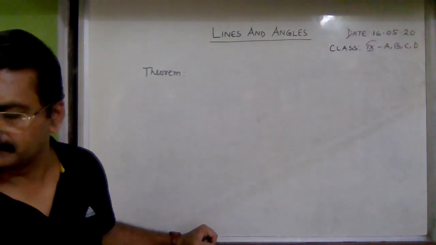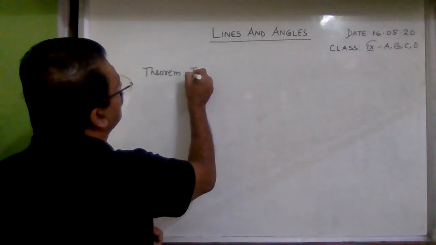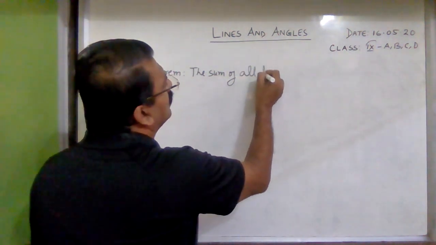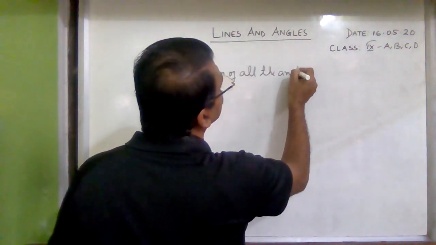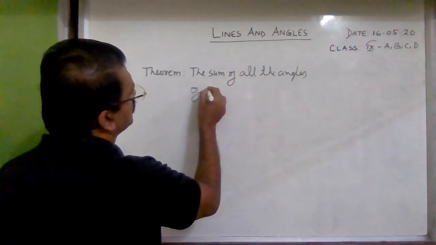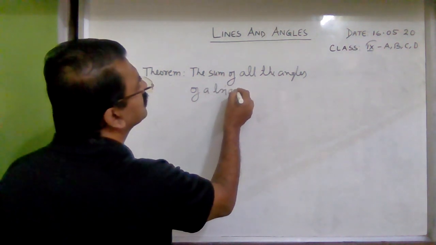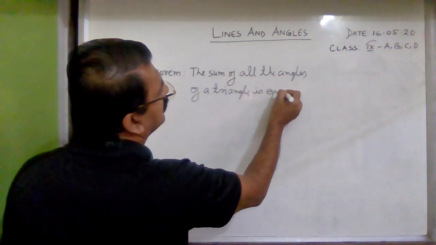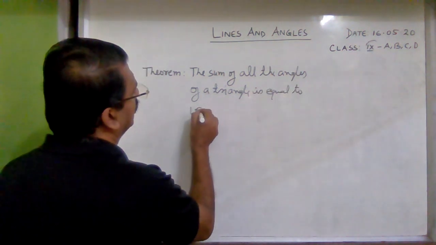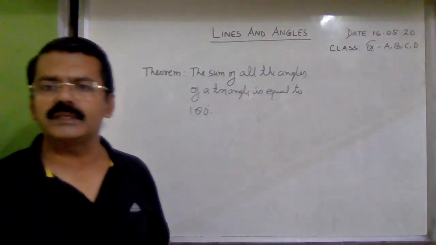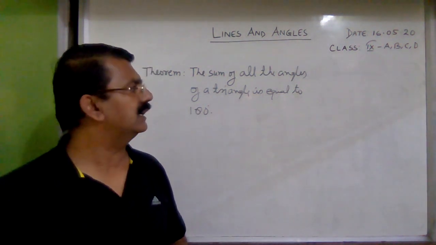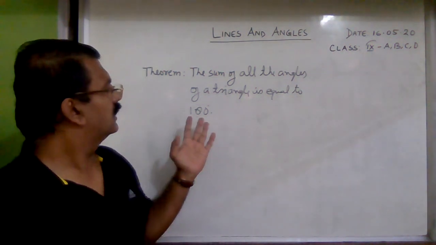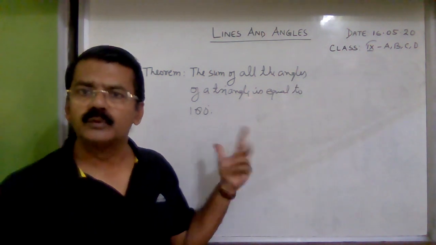And the theorem is the sum of all the angles of a triangle is equal to 180 degree. Now you see this theorem is very common. This is called angle sum property of a triangle, and we used it even today also in a question. Now I am going to tell you how to prove this theorem.